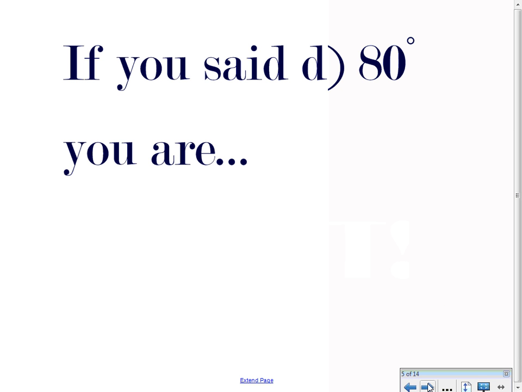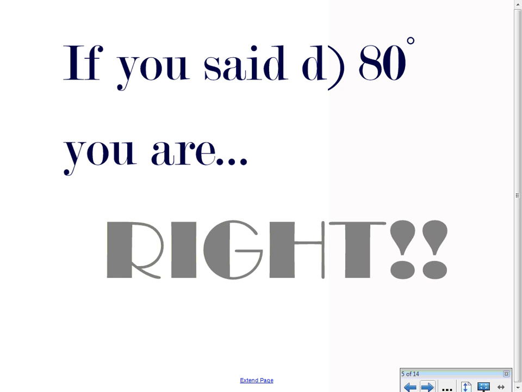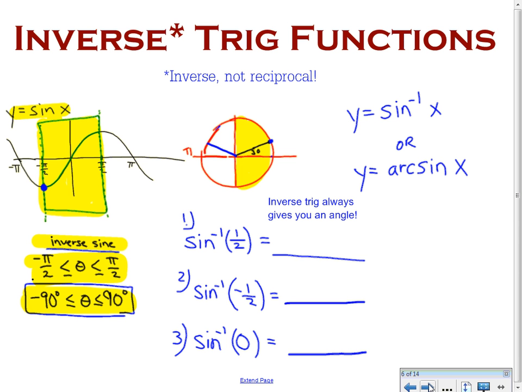If you said D, 80 degrees, you are right. So you already have a pretty good feeling inside about inverse trig. You know what it is. So let's get going on these examples. Inverse sine of 1/2. I have this drawing here, and that is approximately 1/2. And you know that generates a 30, 60, 90 triangle, and the sine, the opposite side there, would be 1/2 if the angle on the inside was 30 degrees. Inverse trig is always going to give you an angle.